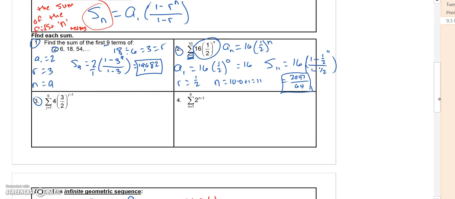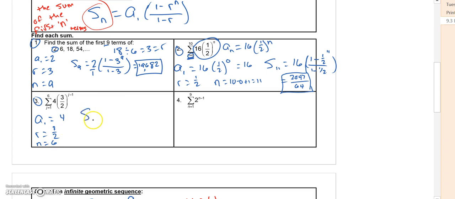Okay, number 3. Now we want to go from when j is 1 through 6. So there's 6 terms I'm adding up. So a1 equals, when I plug in 1, 1 minus 1, which is 0. For the exponent, 3/2 to the 0 power gets me 1. 1 times 4 is 4. r is 3/2. n is going to equal 6.